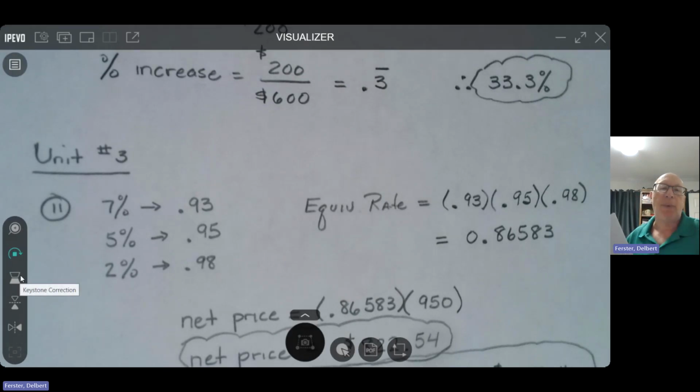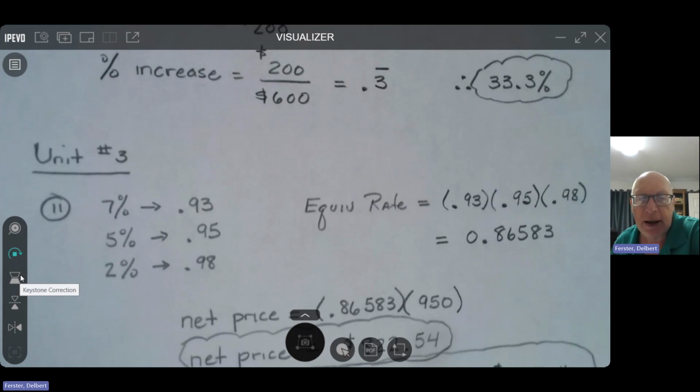And again, on the screen from the visualizer and the lovely little document camera sitting on the desk, you notice that we're moving into problems from Unit 3. So we're going to be playing around with some discounts, both trade discounts and cash discounts. Looks like problem 11 is a chain trade discount.